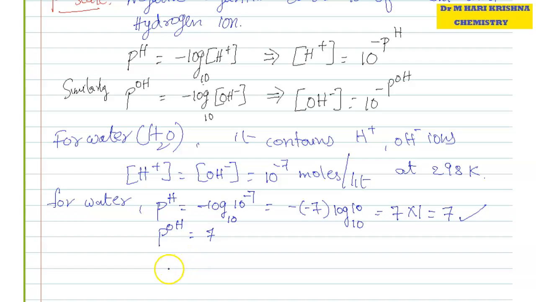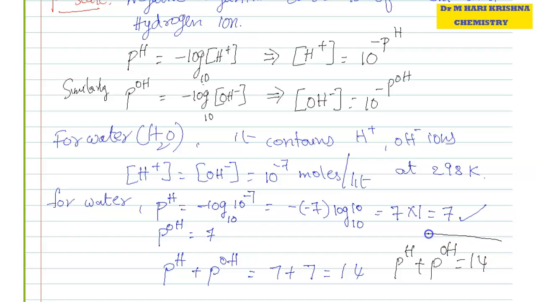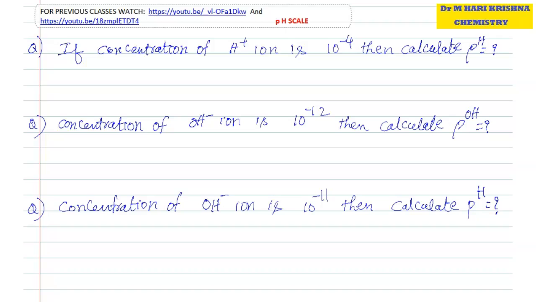So for water, if you write pH plus pOH, the pH value is 7 and the pOH value is 7. So totally pH plus pOH equal to 14. In case of water, there is one formula: pH plus pOH equal to 14.